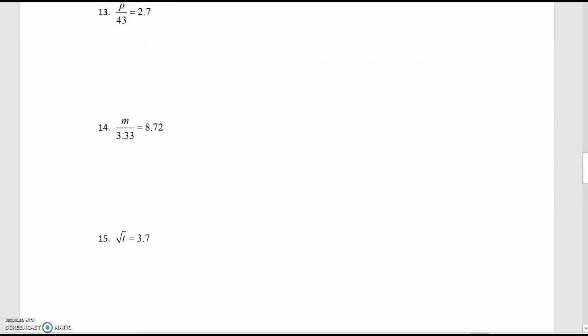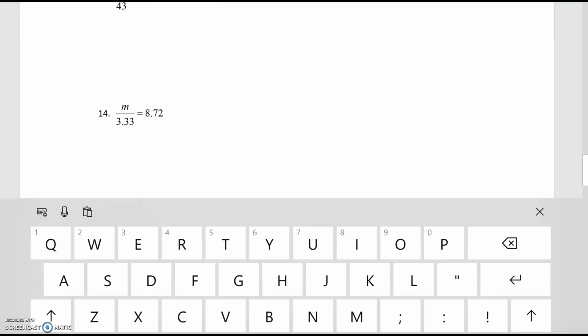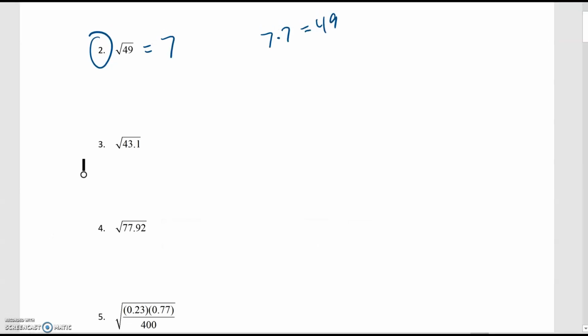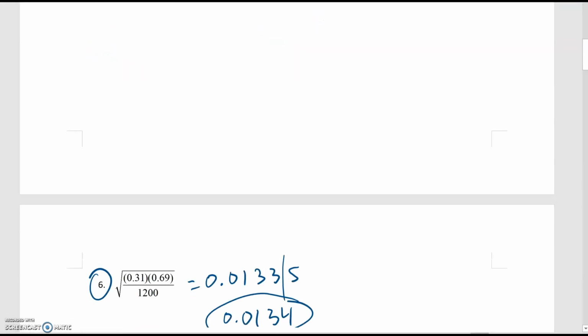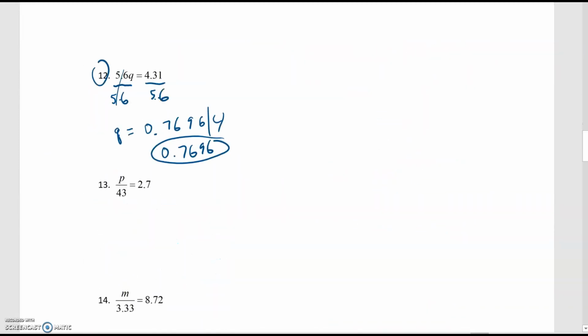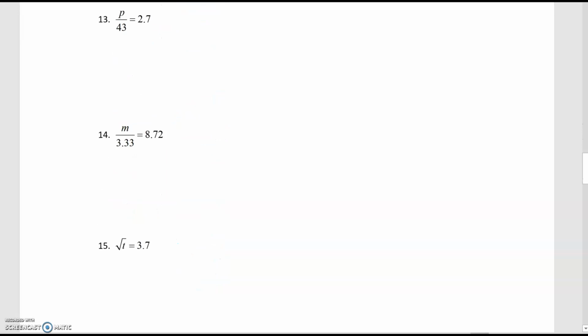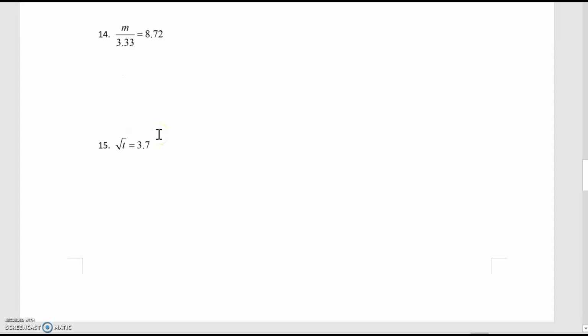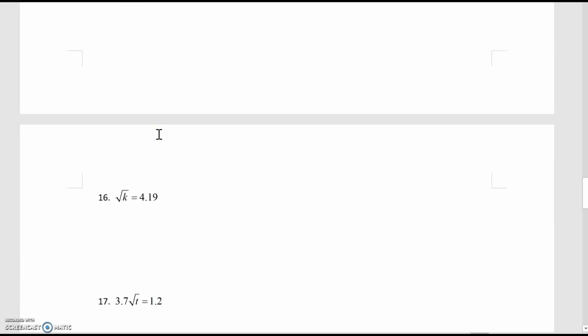Number 14, I'm not going to do it, but it's the opposite of divide. Oh, hold on here. My computer is getting weird on me here. Okay, so right here, I've got m divided by 3.33 equals 8.72. The opposite of divide is multiply, so you'd multiply by 3.33. But I'd like to do a square root one here.